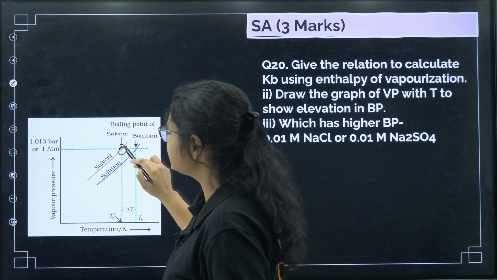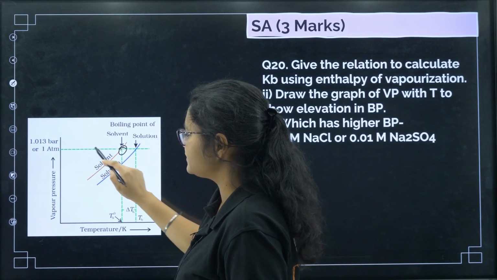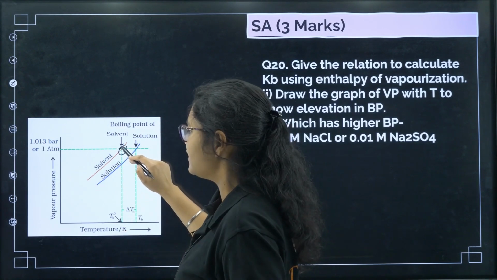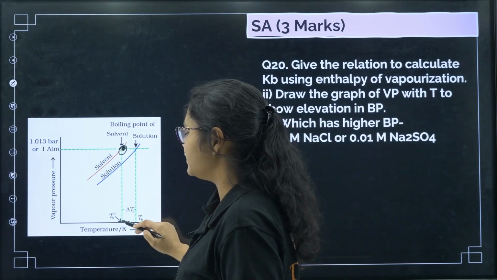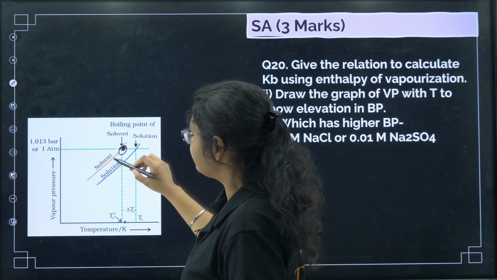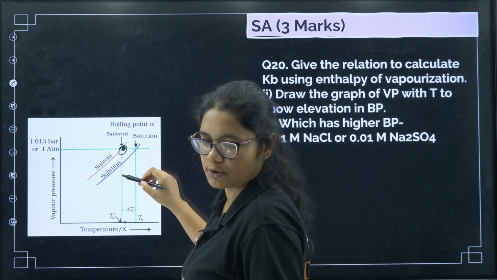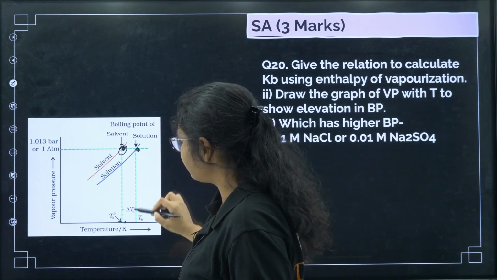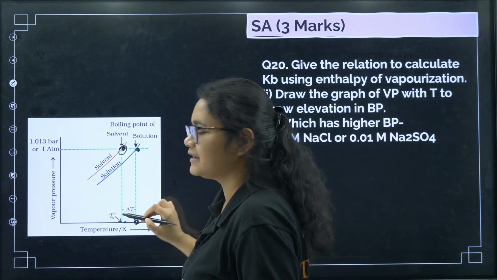Okay, so now this point where the vapor pressure of the solvent meets the atmospheric pressure is called your boiling point. Now you have the vapor pressure of the solution, which is lower. Why? Because we have added a solute. So when this one meets, the boiling point has increased here.